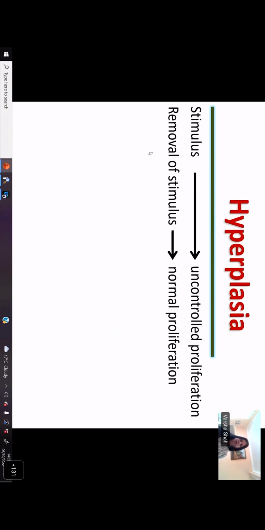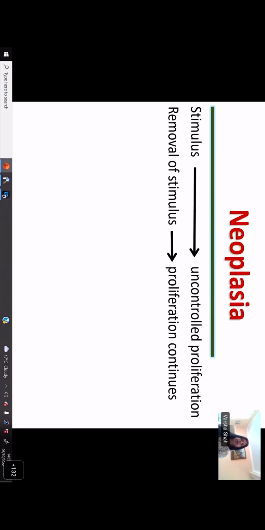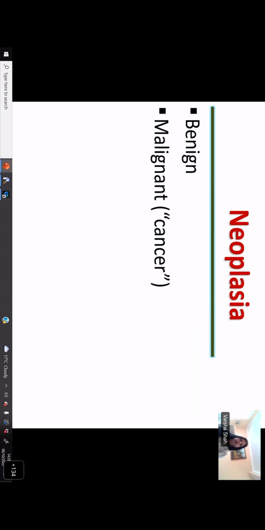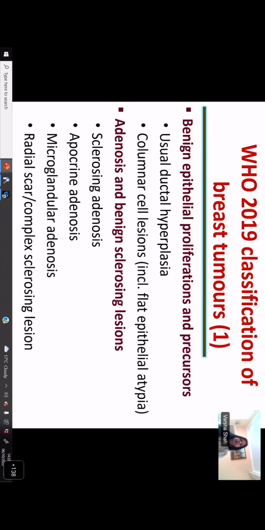So what exactly is hyperplasia? With any stimulus, when you get uncontrolled proliferation, it leads to hyperplasia. But when you remove the stimulus, it reverts back to normal proliferation. In contrast, in neoplasia, you get uncontrolled proliferation with stimulus, but when you remove the stimulus, the proliferation continues. These neoplasias could be either benign or malignant, and I'm only going to talk about the benign ones today. This is the latest WHO classification of the benign breast tumors.